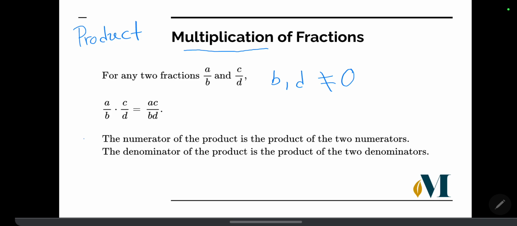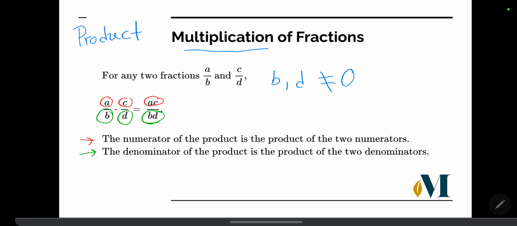So for the numerator, the numerator of the product is the product of the two numerators. So A and C, we just multiply those together, it will be A times C. And the denominator of the product is the product of the two denominators here, B and D. So all you do is multiply those together and you have the final product, B times D.